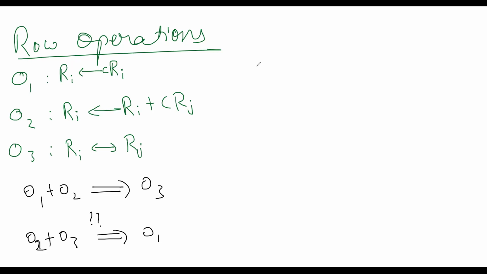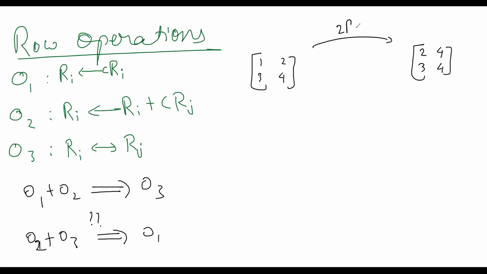So can we give a small proof? Maybe we have a matrix like this, and you want something like this. This is applying O1, multiplying by 2. Can you prove that using the other two you cannot get to this matrix B? Let's try to prove it. It will be interesting if you can prove something where you cannot get to somewhere.